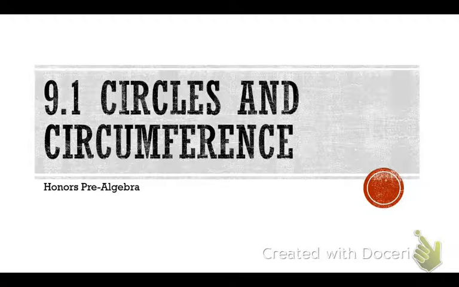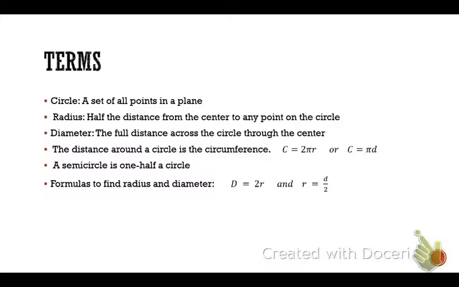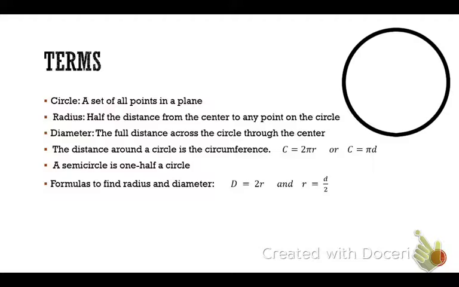All right, let's go ahead and start filling in some notes. We're going to start off with some terms and definitions. Just a basic circle. If you'd like to draw one, you can. We're going to go through some of these definitions. A circle is a set of all points in a plane. So actually, points are what make up the line that forms a circle.